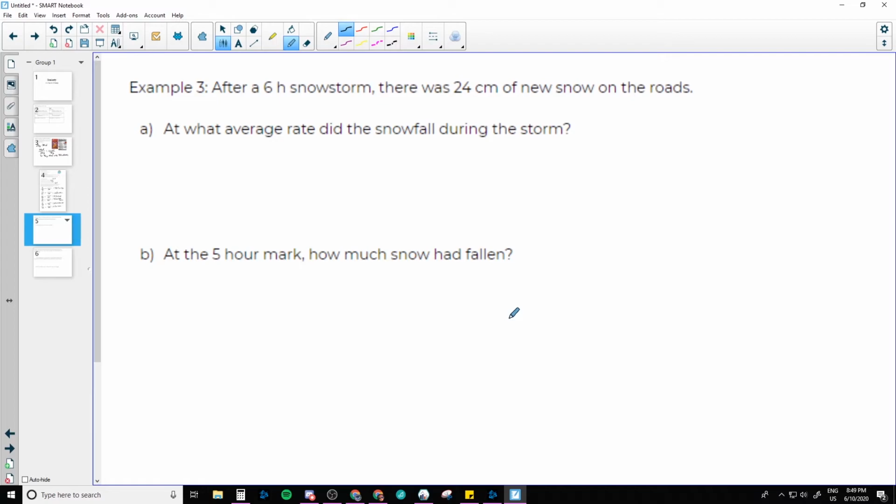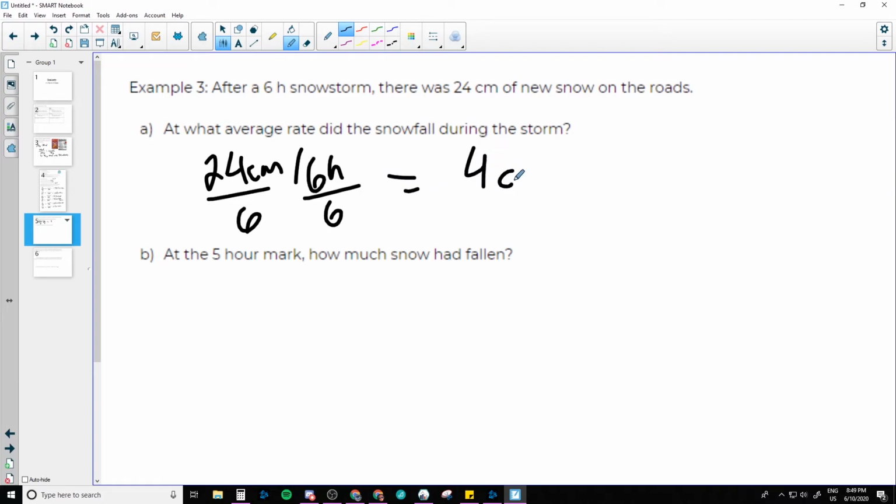After a 6-hour snowstorm, there was 24 centimeters of new snow on the roads. At what average rate did the snowfall fall during the storm? We have 6 hours, 24 centimeters. What we want to find out is how many centimeters per hour. So we have 24 centimeters per 6 hours. What we want to know is how many per hour. So we're going to divide both of these by 6. And what that gives us is 4 centimeters per hour.